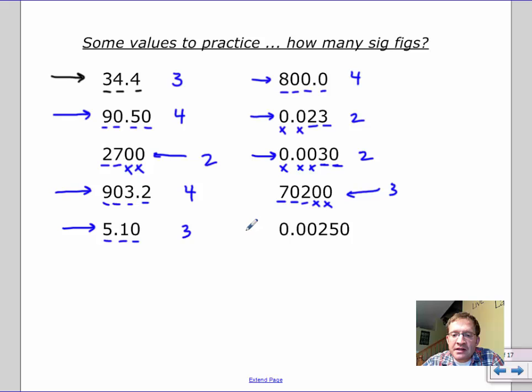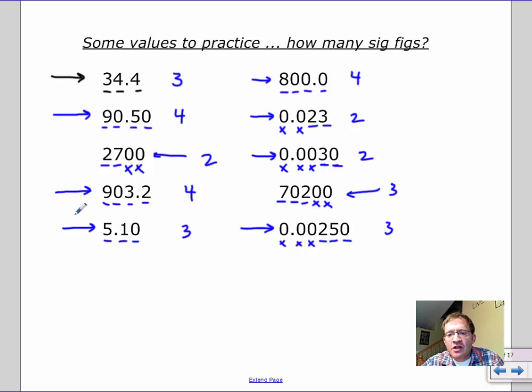And finally, from the Pacific side, okay, don't count this, don't count this, don't count this. Start counting with the first non-zero. So 2, 5, 0. 3 significant figures. So notice again, I mark with the arrows on here the side I'm starting from, and then I always begin counting significant figures with the first non-zero.